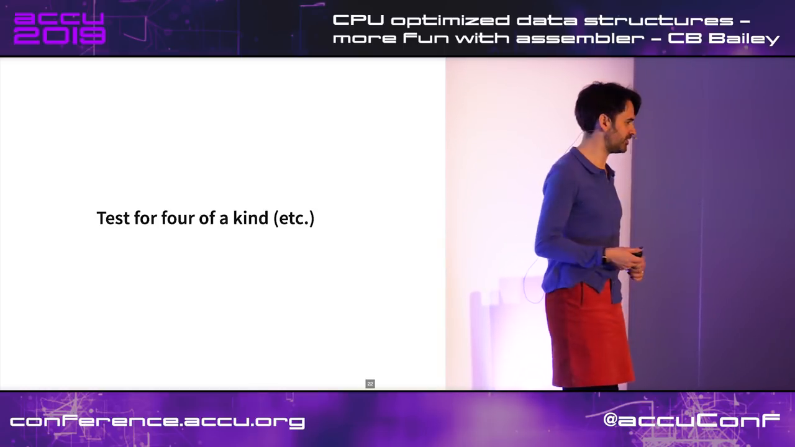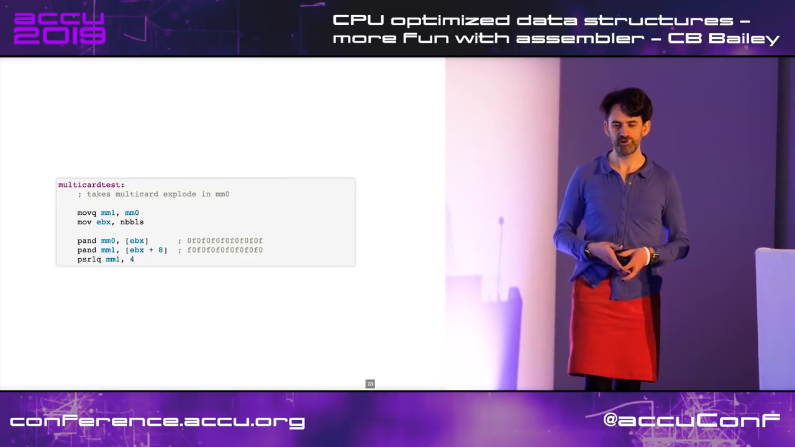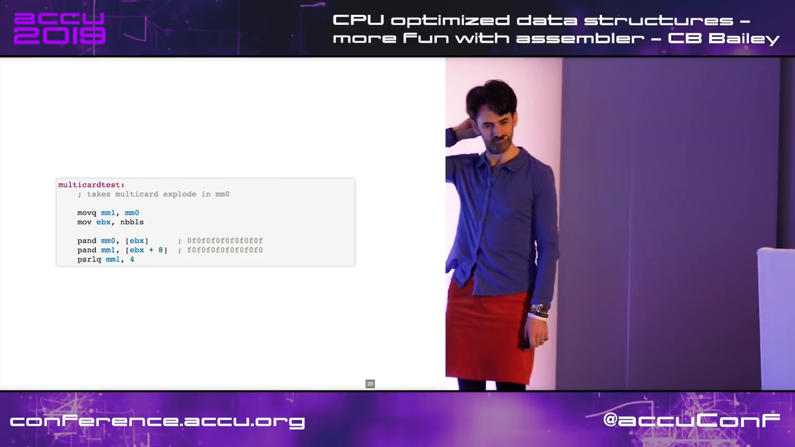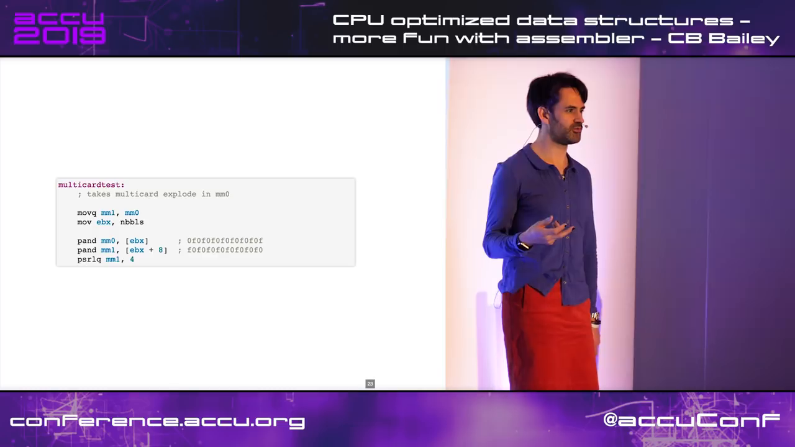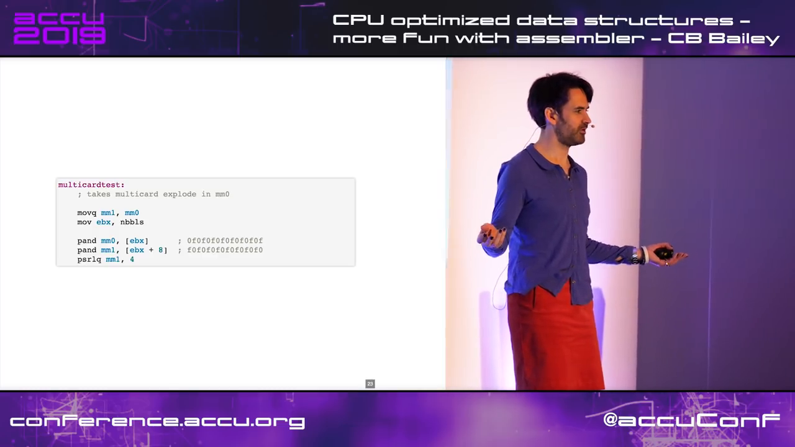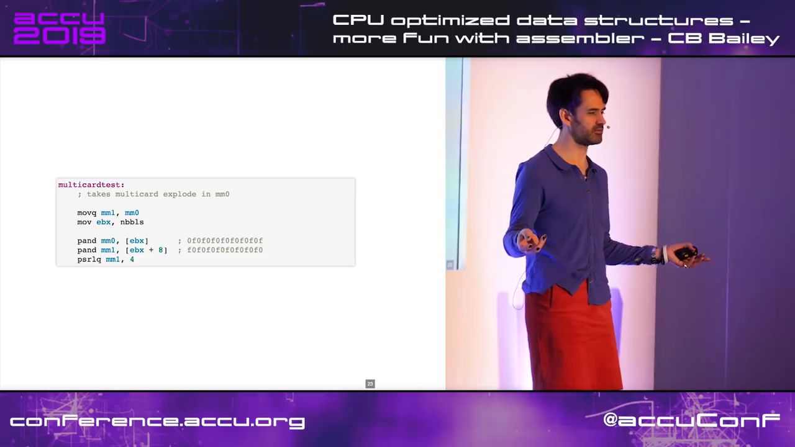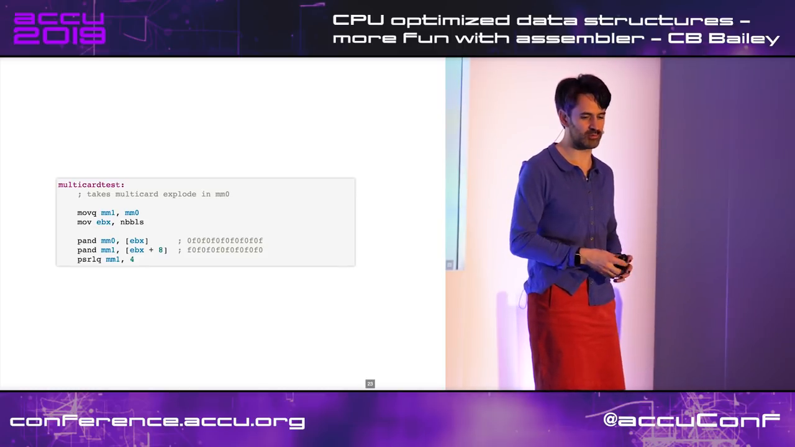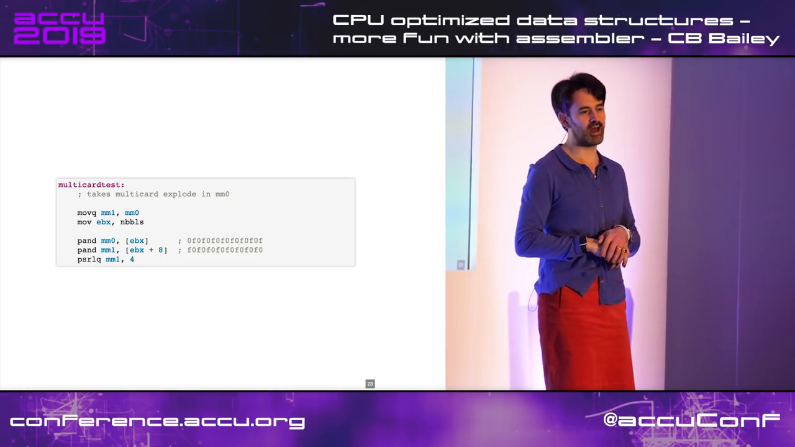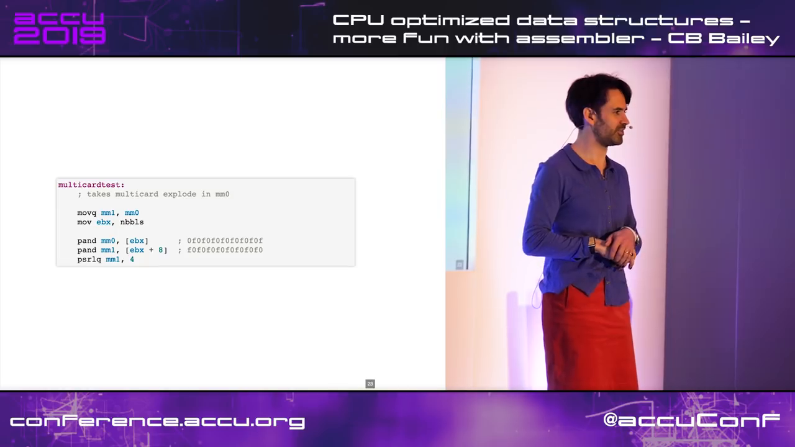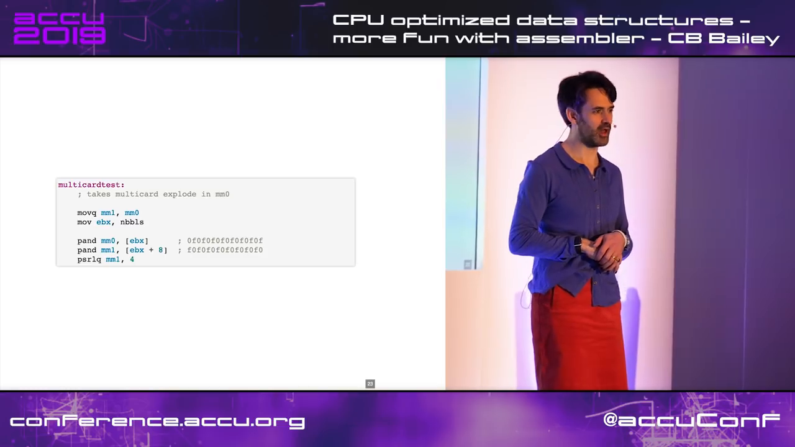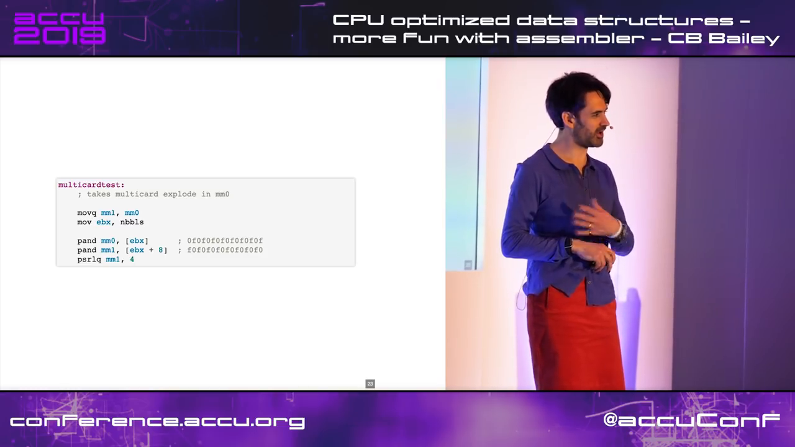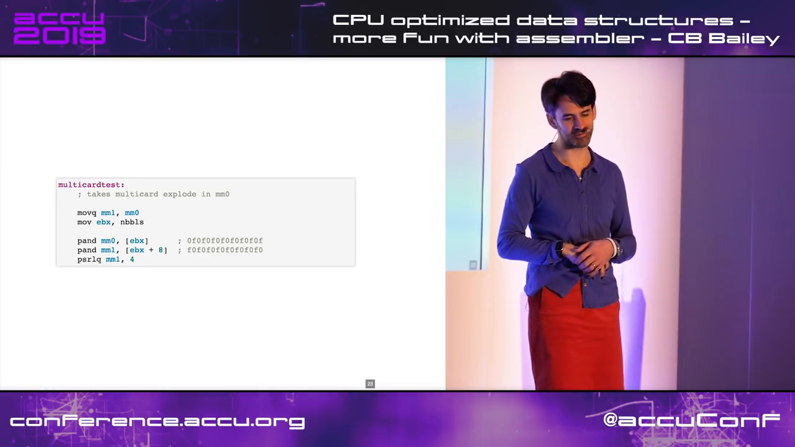So, four of a kind. This is quite fun. It turns out that for four of a kind, I want to see, do I have four of any particular rank? I don't really care which rank it is at all. And it turns out you can do this at the same time. This code would be a lot simpler if I wasn't targeting the Pentium 200 MMX. If I was doing something a bit more modern, like the Pentium 3, I think, because then I'd have 128-bit registers. But it's quite fun, so let's go with it anyway.